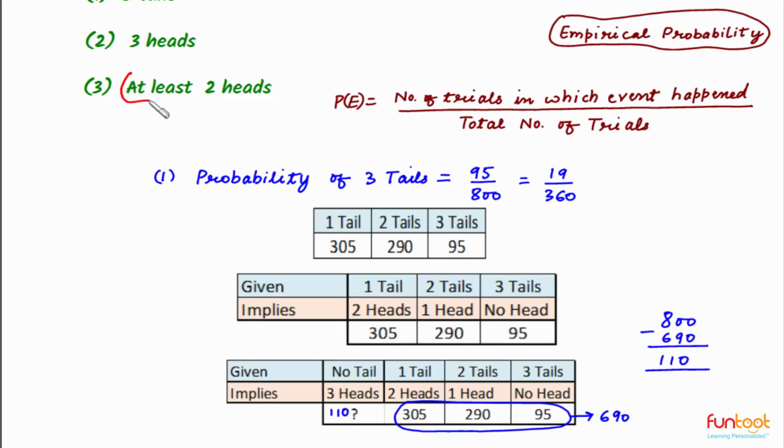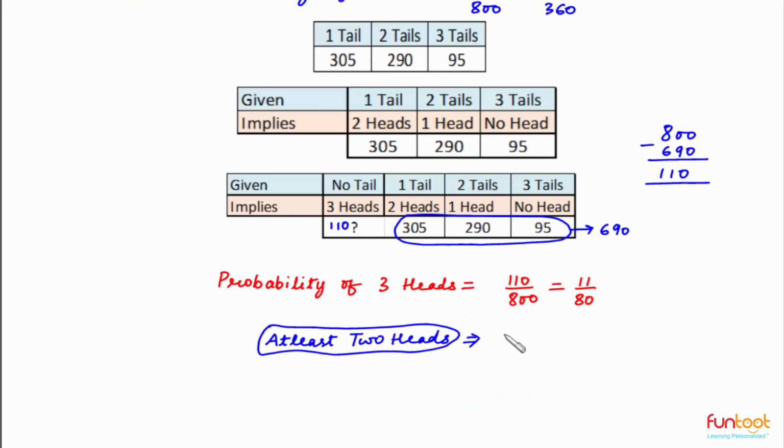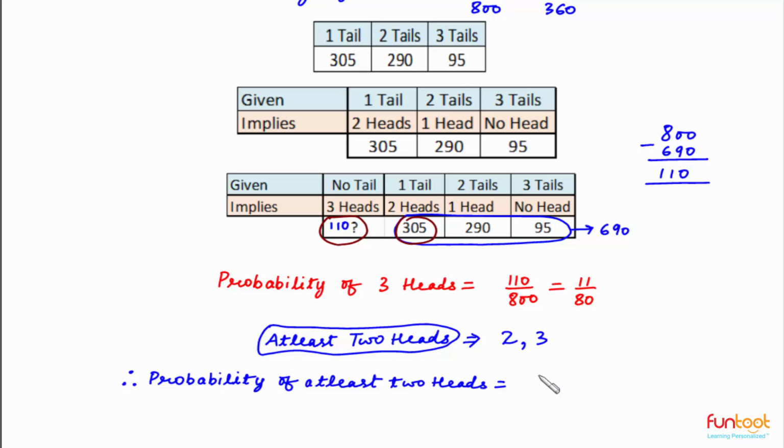The third part is we have to find the probability of at least 2 heads. At least 2 heads means that the minimum number of heads we can have is 2, but we can have 3 heads also. So the probability of at least 2 heads will be, we will add 110 and 305. So the number of times the event is occurring is 110 plus 305, divided by the total number of trials, which is 800. This will come as 415 by 800. This is equal to 83 by 160.